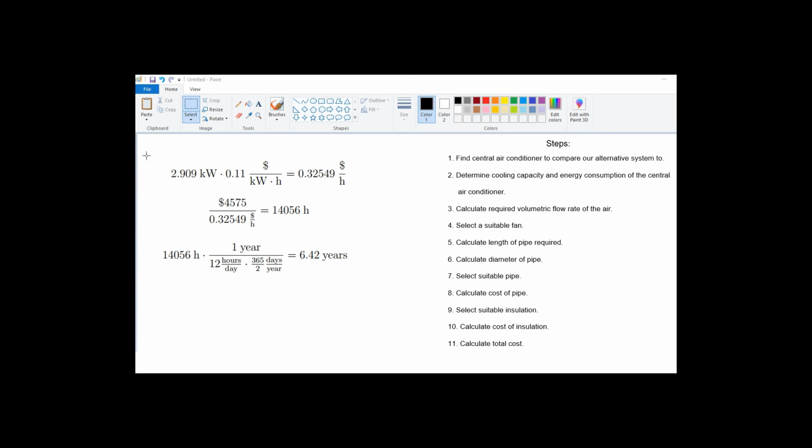But if the system would work and if it would cost that much, and if it would not break or need repairs, then it would pay for itself compared to the Goodman central air system in just under 6.5 years.